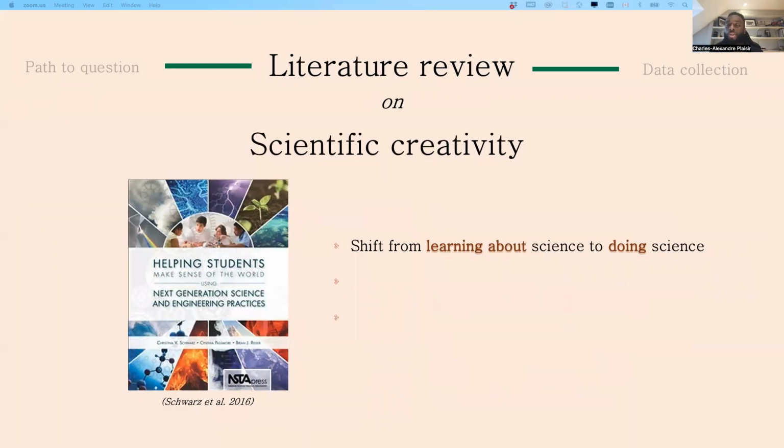Schwartz et al. pinpointed the Next Generation Science Standards framework, which focuses on student ability to generate new knowledge using tools they have learned while grappling with uncertainty. Giving them a sense of epistemic agency, or agency over the knowledge they interact with, is essential to their development. I personally see scientific creativity as one of the means to promote that agency.